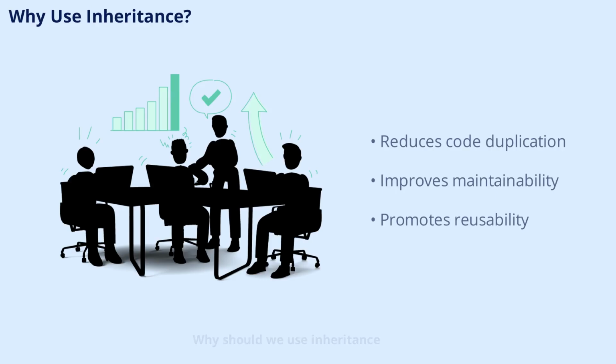Why should we use inheritance? Imagine you're creating classes for different types of vehicles: bus, car, and truck. Each of these shares common features like fuel amount, capacity, and brake application. Without inheritance, you'd have to write the same code in each class, leading to redundancy and higher chances of errors. By using inheritance, you can define these common features in a base class and let the specific vehicle classes inherit them, reducing duplication and improving maintainability.